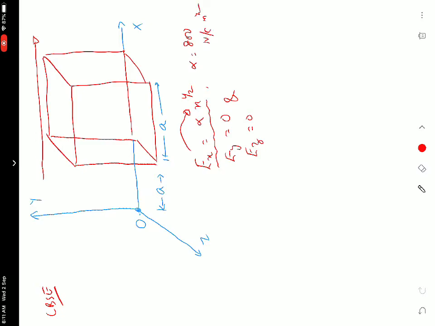So you have to calculate the flux through the cube and the net charge within the cube. The length of the cube is given as 0.1 meter. So this is the diagram.